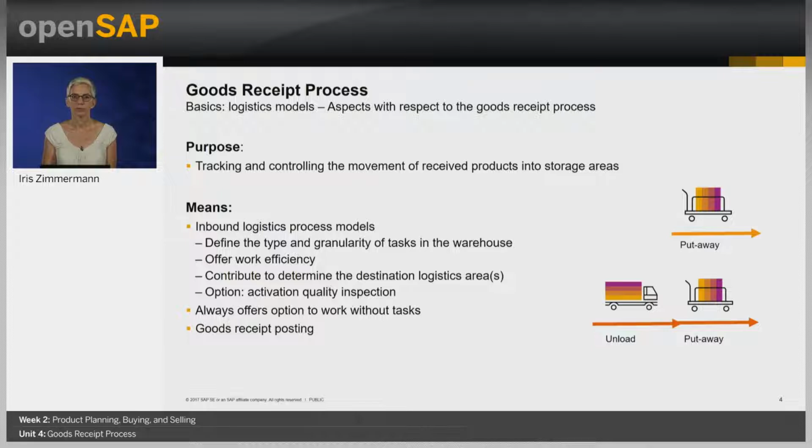The logistics models provide the logistic use as input to the material flow rules introduced by Stefan to determine in inbound, especially the destination logistic areas. Besides this one or two-step approach, you always have the option to work without task in parallel. Last but not least, with the confirmation of tasks, the inventory is updated accordingly and goods received is posted. Now let's see how the tasks derived from the logistics model are embedded in the broader process.